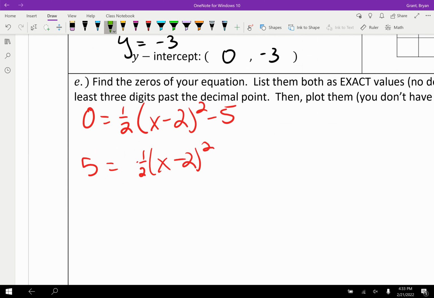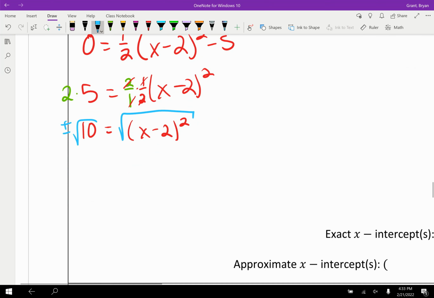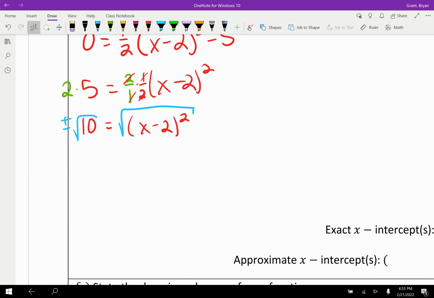The reciprocal of 1/2 is 2 over 1. Well, 2 over 1 on the right, we have to do 2 over 1 on the left. 2 over 1, though, is just the fraction 2. So this gives us 10 equals, these ones cancel, x minus 2 squared. Now we introduce that square root, plus minus. I don't know the square root of 10, don't say 5. 5 times 5 is 25, not 10. So we just keep it. It stays plus minus the square root of 10 equals x minus 2.